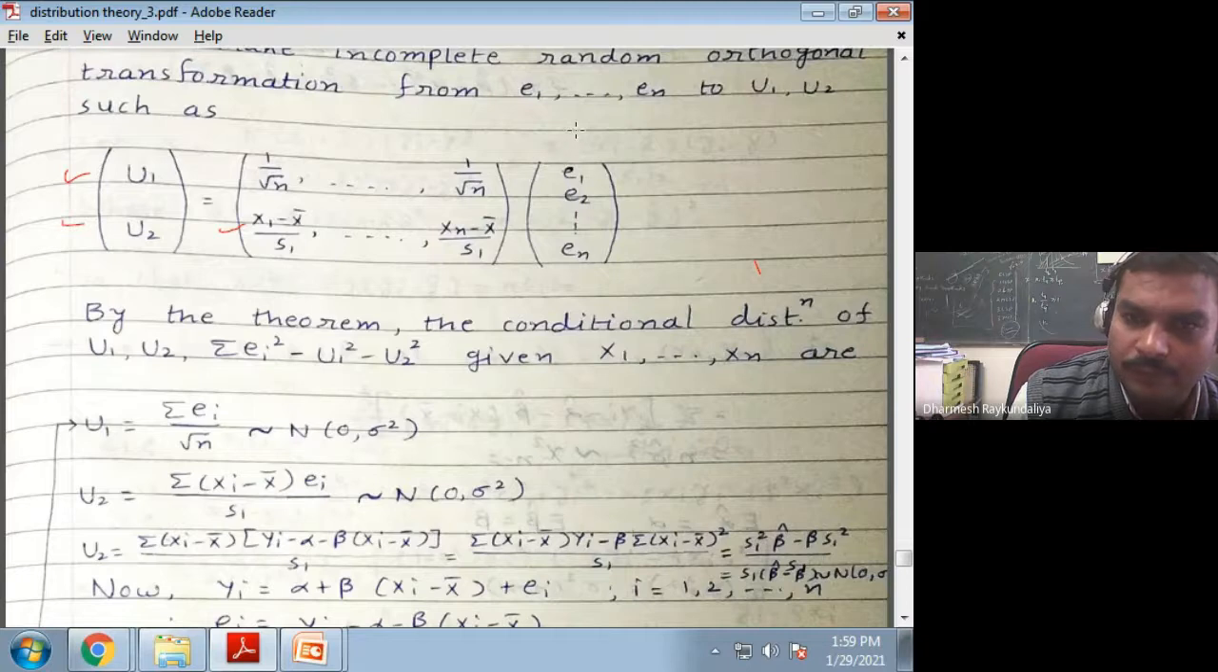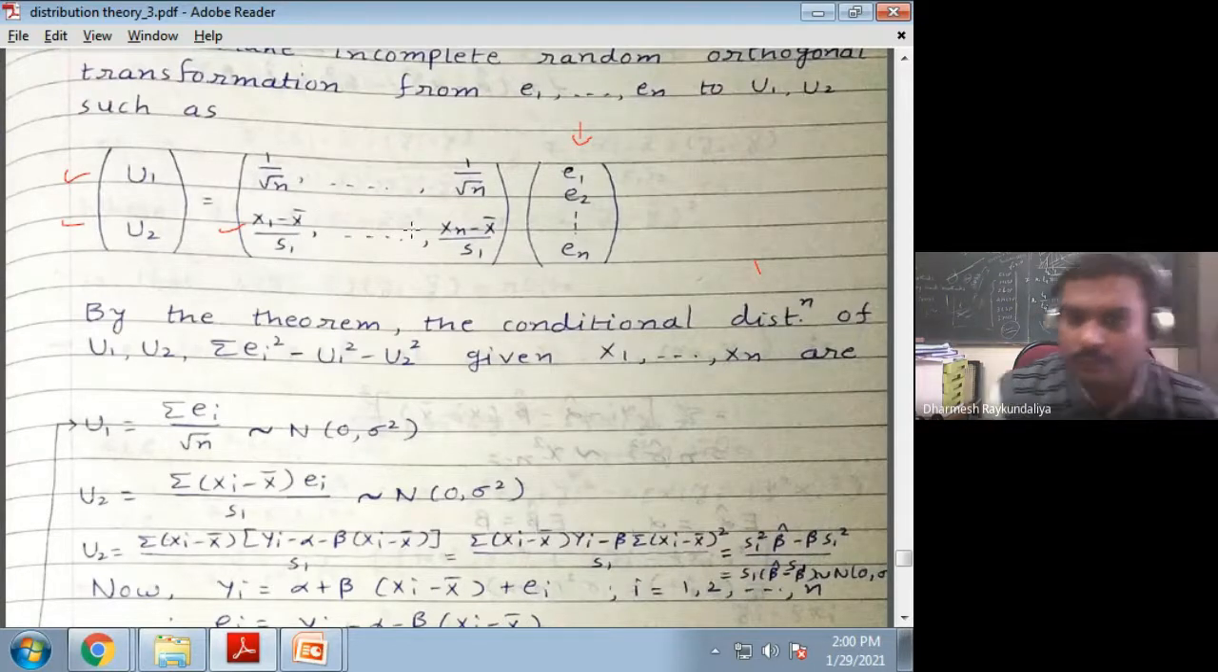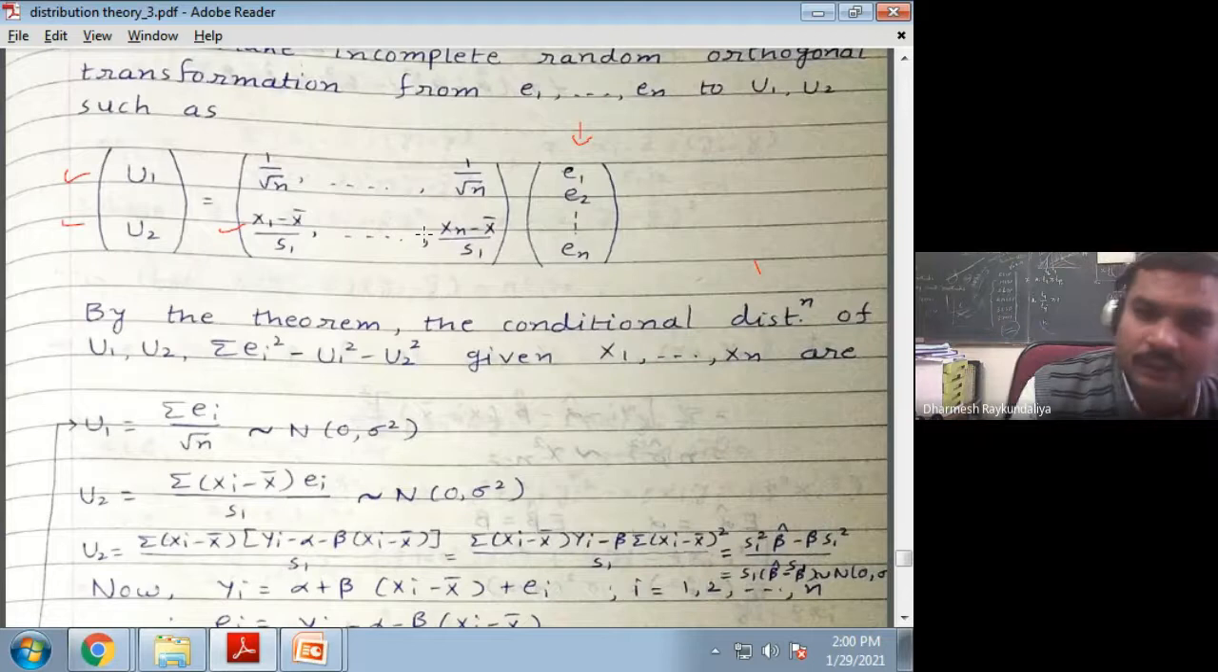That transformation we apply on u. So it is nothing but a linear transformation on the errors. The first row of the matrix u is 1 upon root n, and the second row of the matrix is x1 minus x bar upon s1 up to xn minus x bar upon s1.